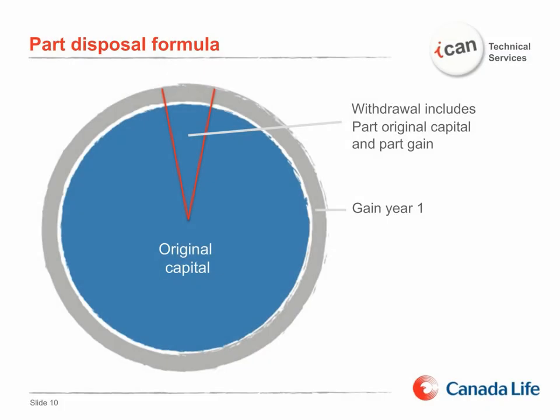If you think of the original capital as a circle, which looks like a cake, and then each year the gain is represented by a ring around that circle, when you take a withdrawal at the end of year one, you're getting a slice of the cake, which contains some of the original capital and some of the gain. By using this formula, you can deduct the portion of original capital from the total withdrawal to determine how much gain will be set against your annual exemption.